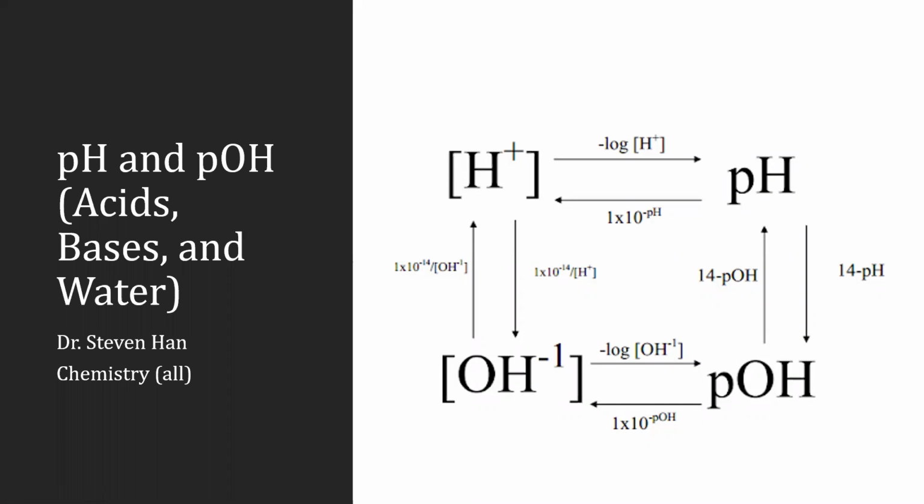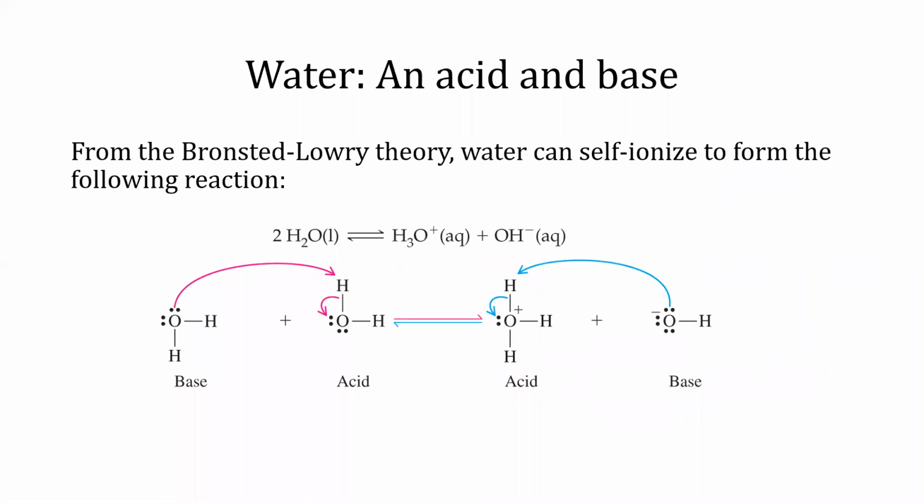This lecture is on pH and pOH in acids, bases, and water. From the Bronsted-Lowry theory, water can self-ionize to form the following reaction. Here, one water molecule acts as a base and attracts an H+ ion from another water molecule acting as an acid, resulting in the formation of H3O+ and OH-.